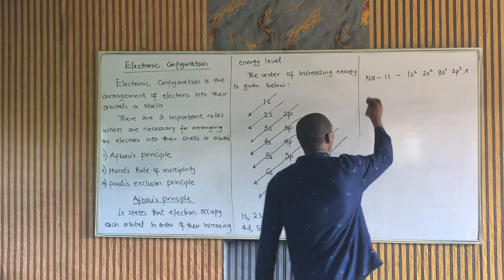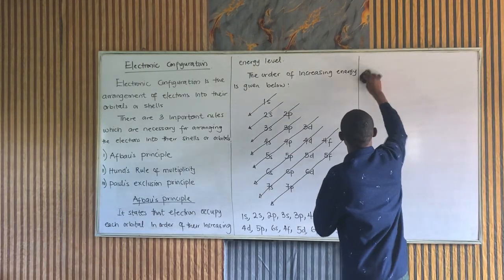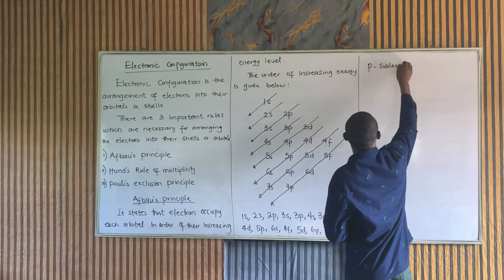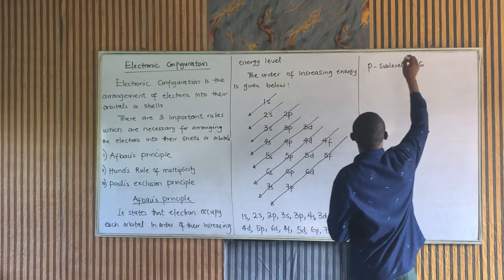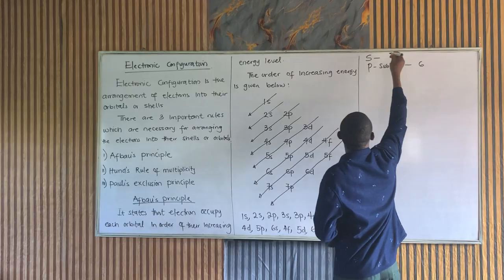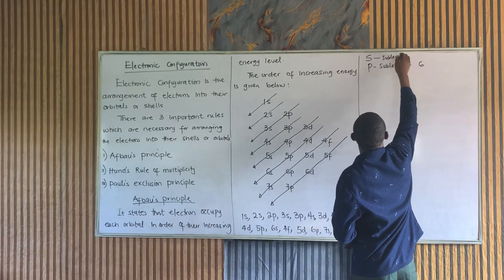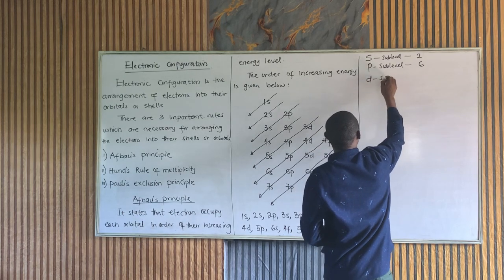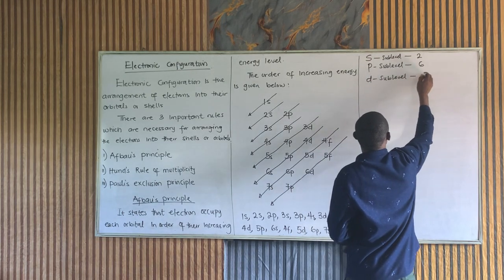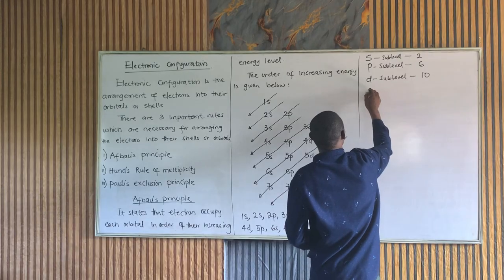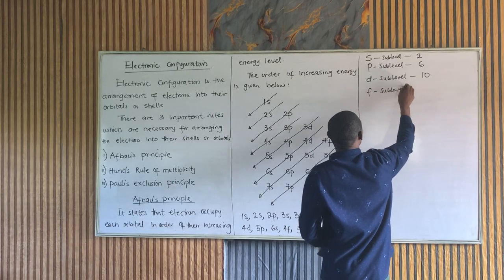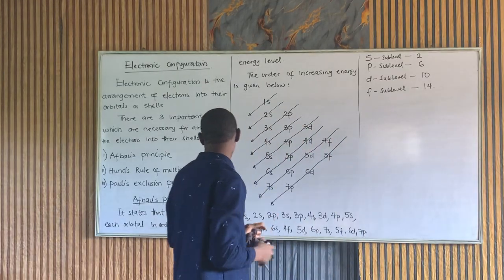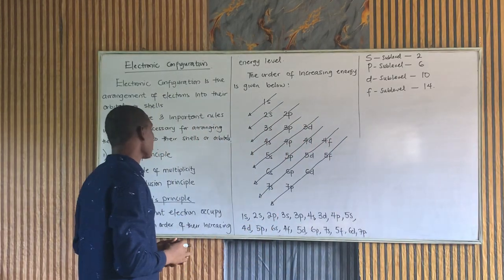It's important to take note that the p sublevel takes 6 electrons, and the s sublevel, or you can say s orbital, takes 2 electrons. The d sublevel takes 10 electrons and the f sublevel takes 14 electrons. So that's that about the Aufbau principle.